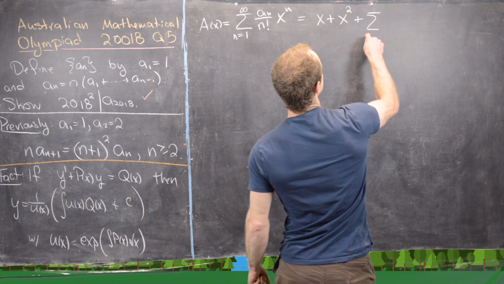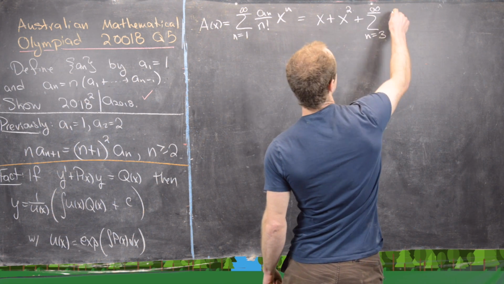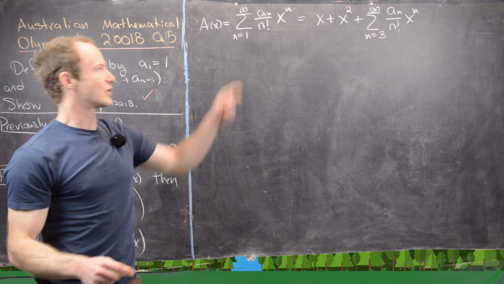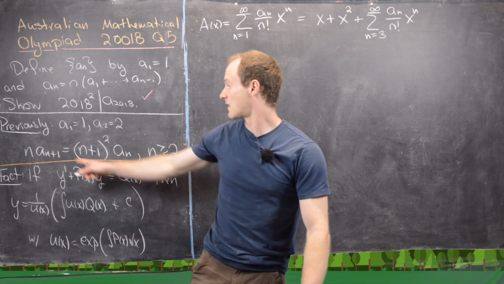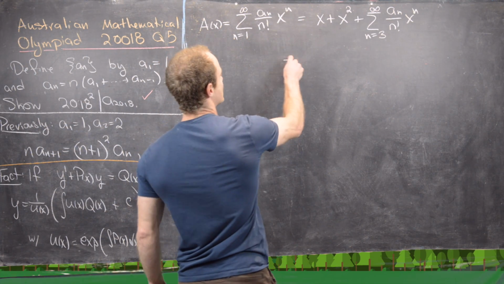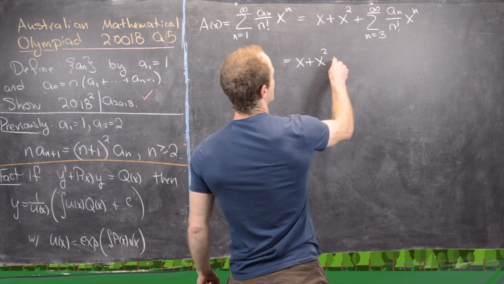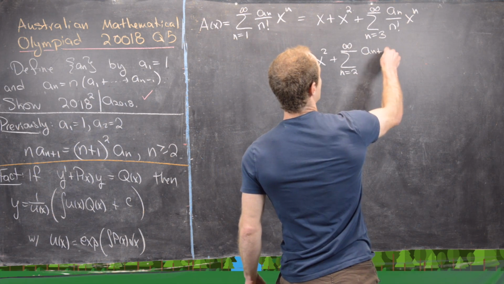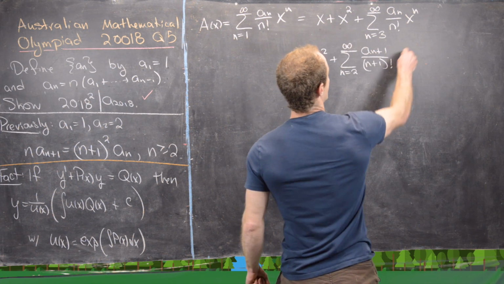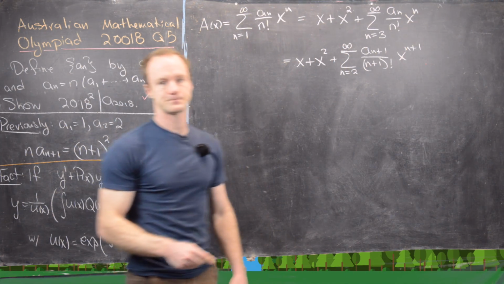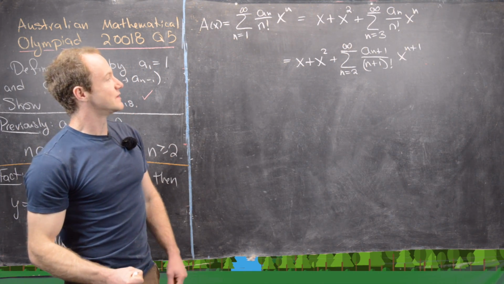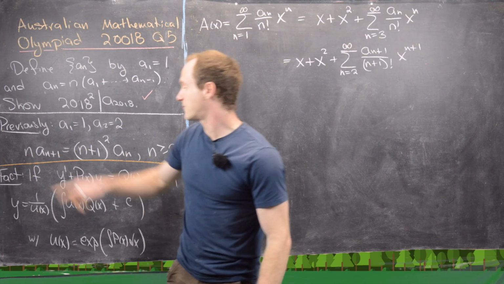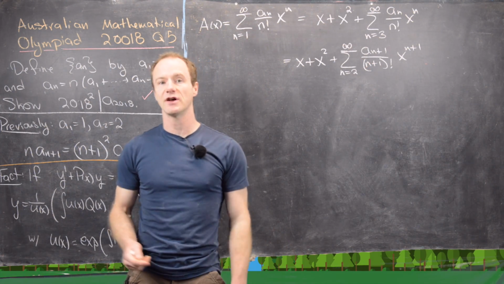And now we have plus the sum n equals 3 to infinity of a_n over n factorial x to the n. Now I want to re-index this thing a little bit so it looks like this left-hand side. So I can do that pretty easily. That's going to give me x plus x squared plus, now it's going to be the sum n equals 2 to infinity of a_{n+1} over (n+1) factorial x to the n+1. Okay, great. So now what we want to notice is that we are lacking an n in front of this a_{n+1}, but it looks good other than that.